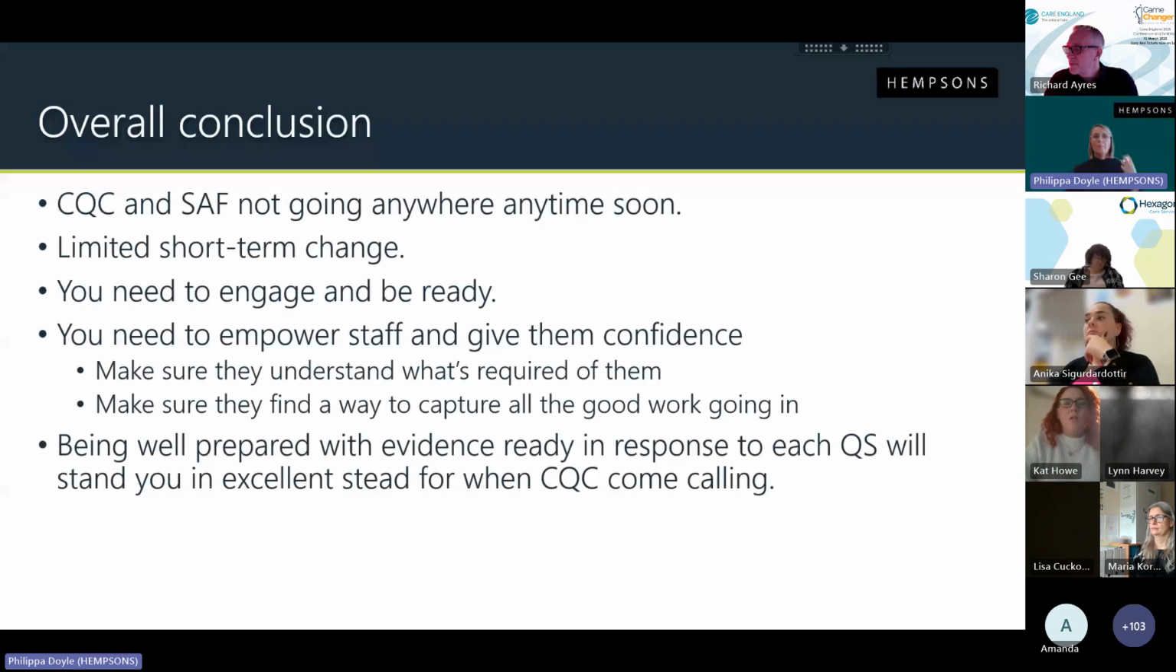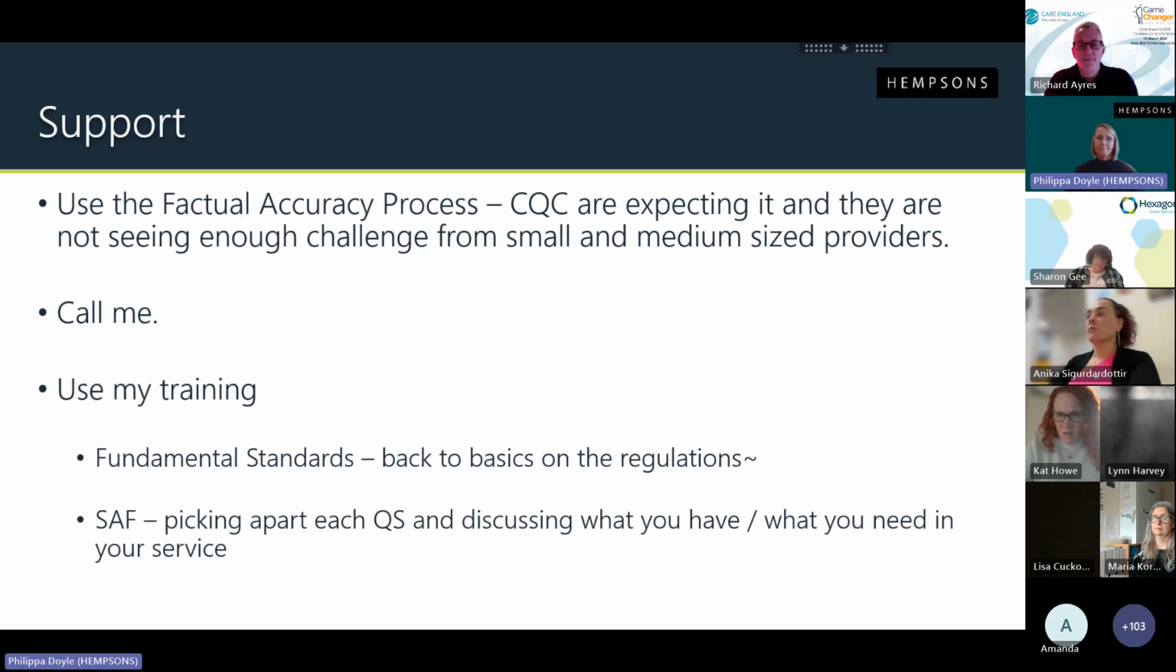Short-term change, but you do need to engage, you do need to be ready, and you do need to empower your staff as well. Give them confidence. Make sure they understand what's required of them. Make sure you can find a way to capture all of the good work that's going on. And just be really well prepared with your evidence ready in response, because that's going to stand you in really, really good stead for when CQC come calling.